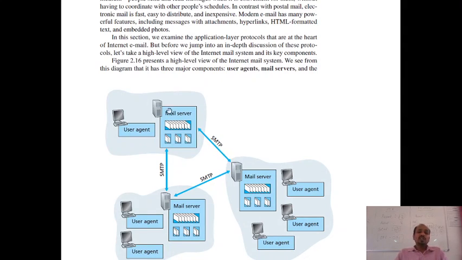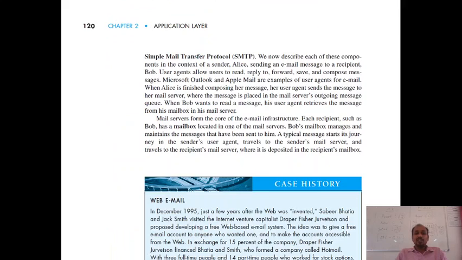So out of all these actions, there are three important major components. The first one is the user agent, the second one is the mail server, and the third one is the SMTP protocol, Simple Mail Transfer Protocol, which is a protocol of the application layer.